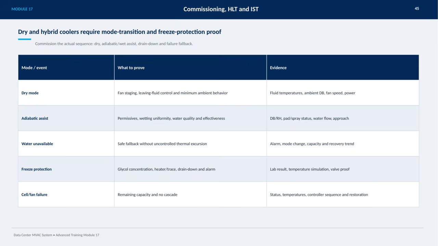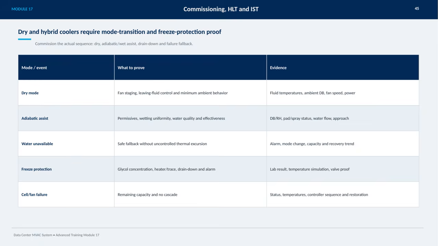When using adiabatic assist, it's critical to confirm permissives like when it's appropriate to activate, ensure wetting uniformity across the pads, monitor water quality, and evaluate effectiveness. Measurements include dry bulb and relative humidity, pad and spray status, water flow, and approach temperatures. If water becomes unavailable, the system must safely fall back without uncontrolled thermal excursion. We confirm this through alarms, mode changes, capacity measurements, and recovery trends.